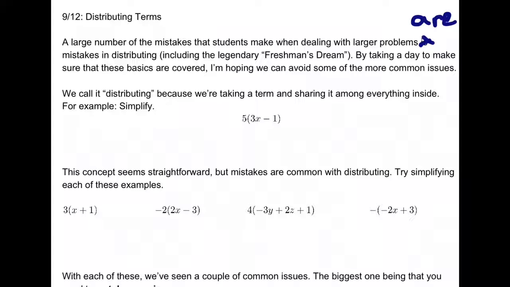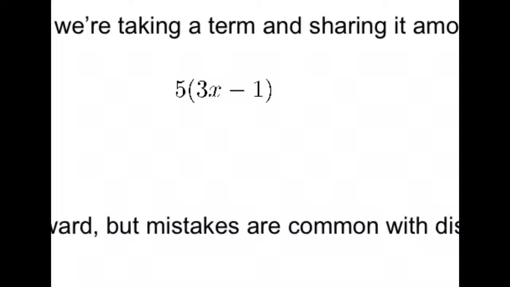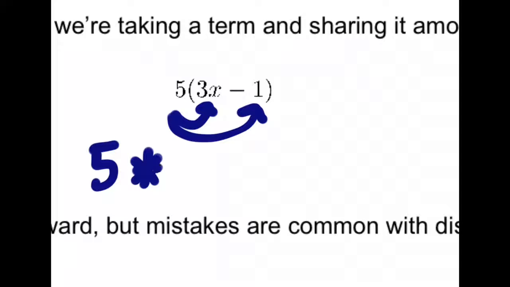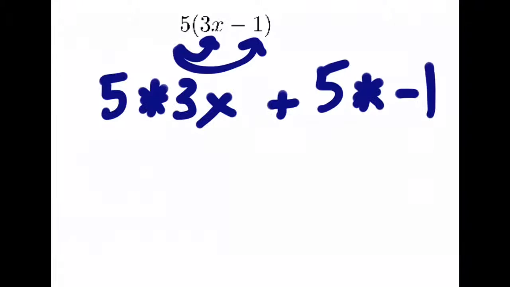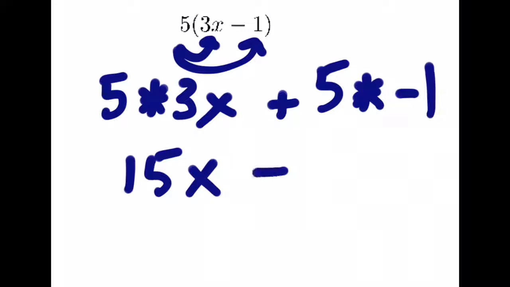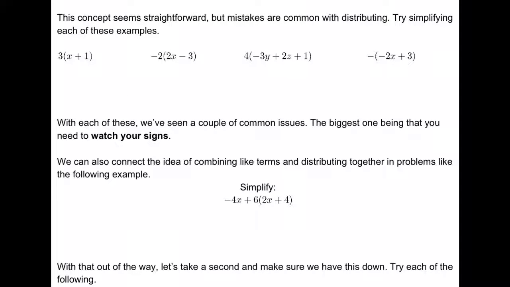For example, if I told you to simplify, what you would do is draw these little arrows and multiply this outside term, a 5, by each term on the inside. 5 multiplied by 3x and 5 multiplied by a negative 1. If I complete these, I get 15x minus 5. This concept seems straightforward, but mistakes are common with distributing.